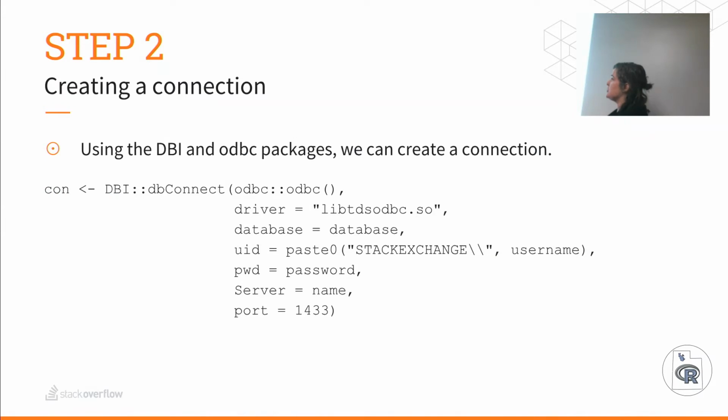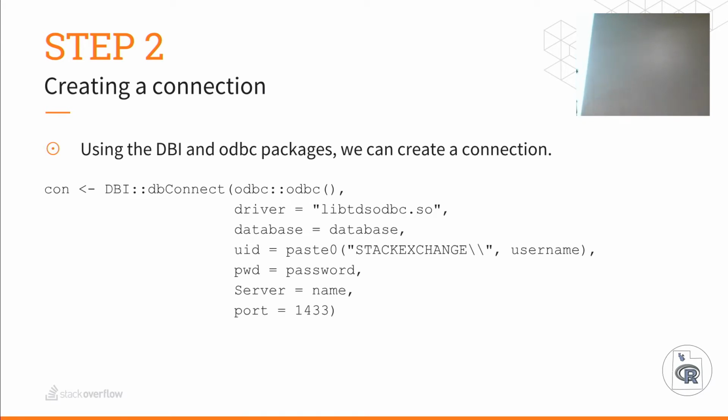The next thing you need to do is create a connection. This is something that is going to take the DBI package and the ODBC package, and it will connect using the ODBC driver, so that R can see the database that you're looking for. The function call will look something like this. You're creating a connection that looks something like this.